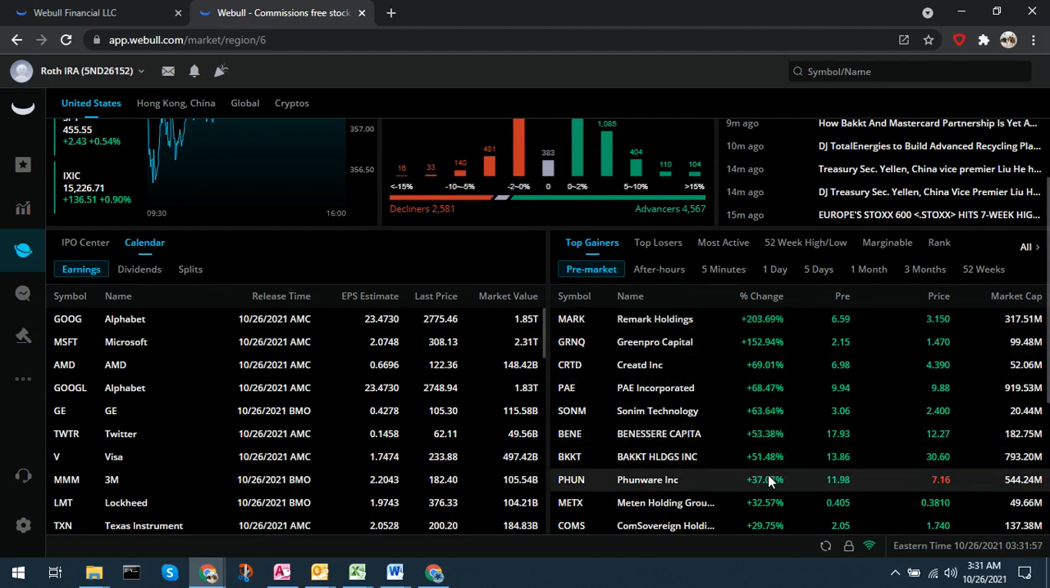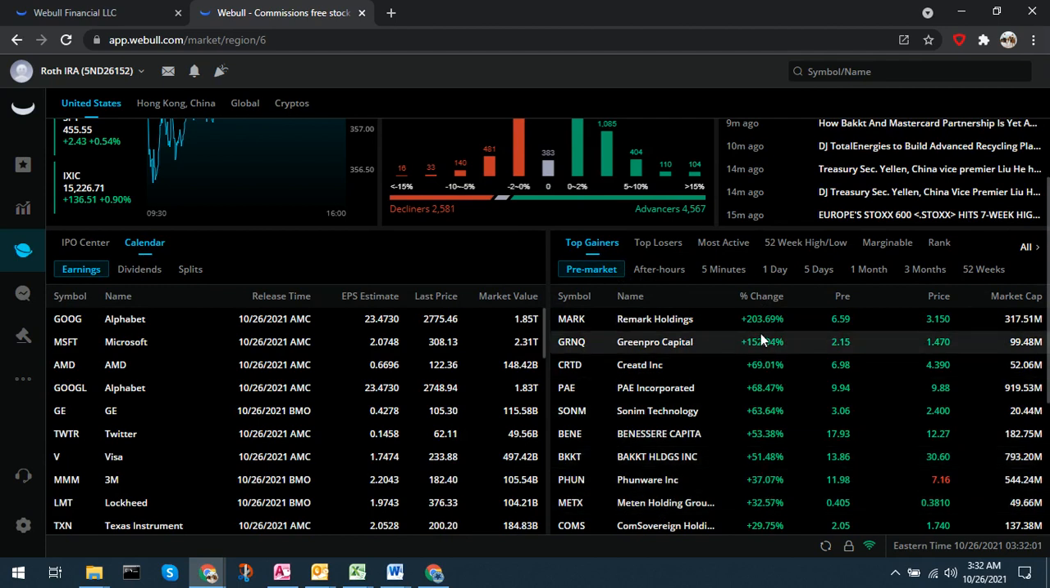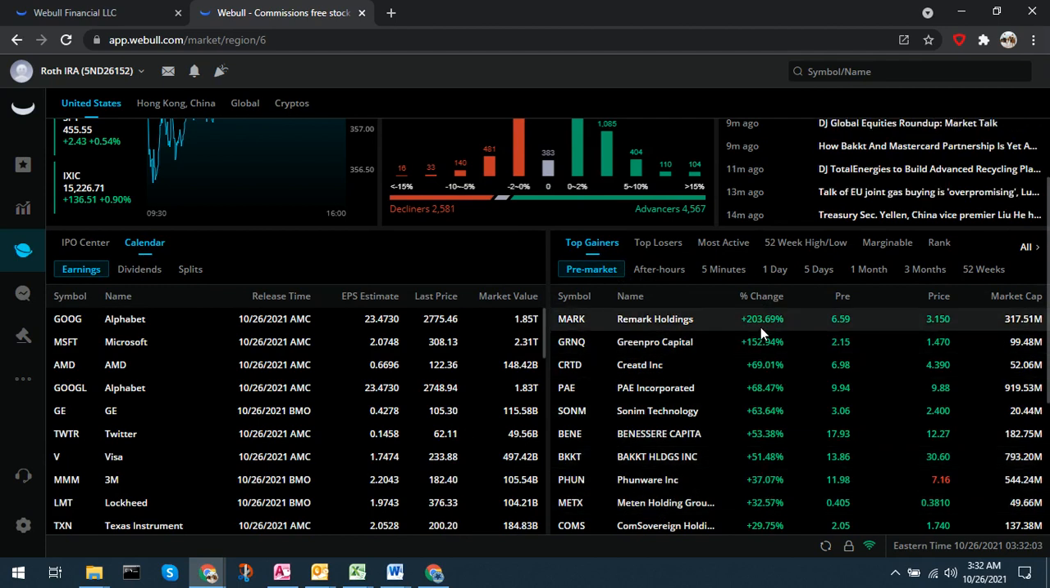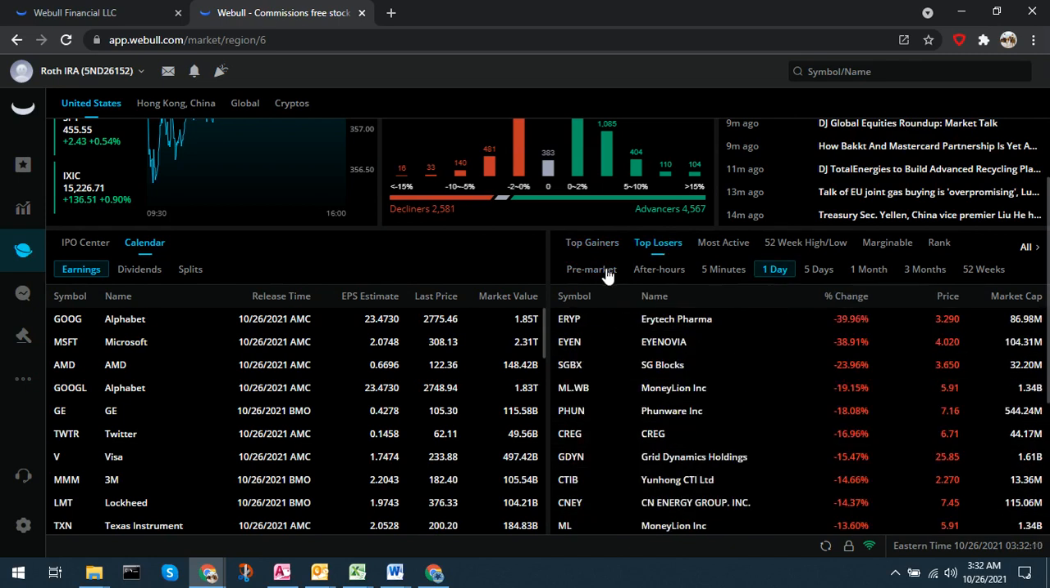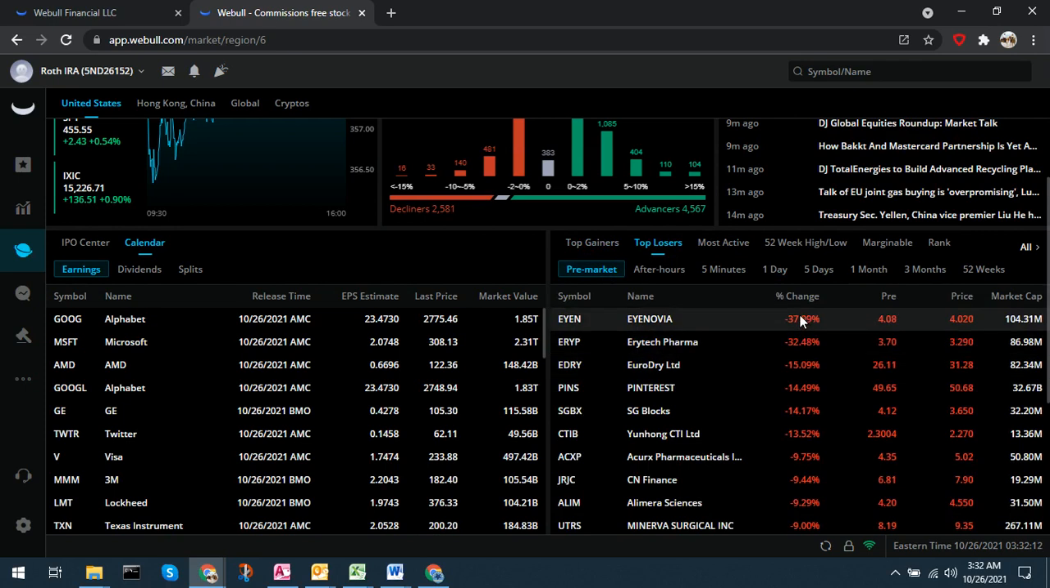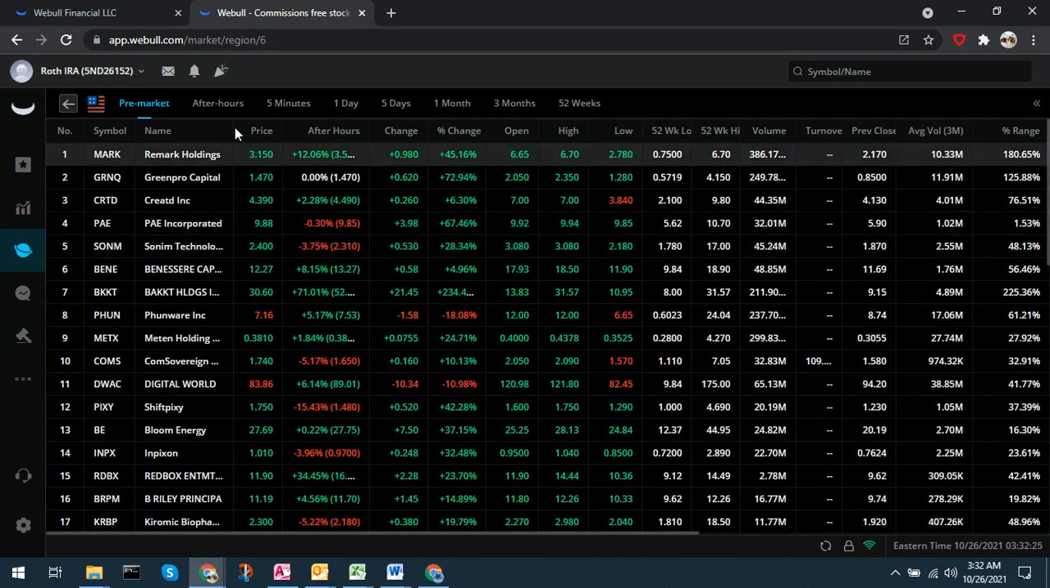And they're sorted based on the selections. So top gainers will show the highest gain at the top and descending from there. If we were to select top losers for pre-market, then again it would be in ascending order with the biggest loser at the top. Each of these selections, you can hit All and see all of the different time frames for the selections.